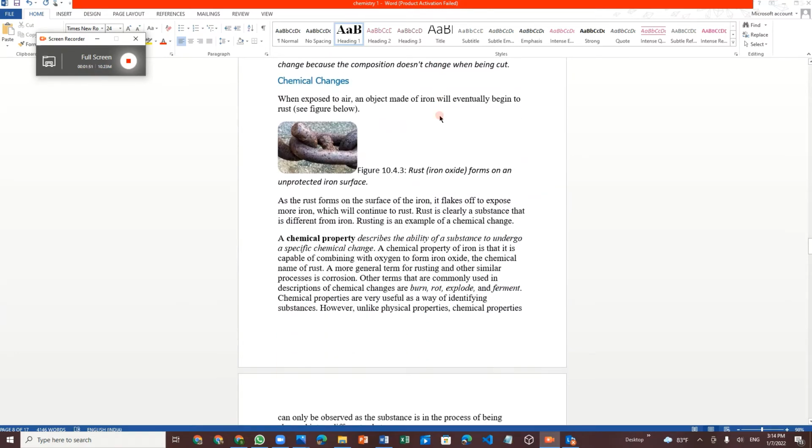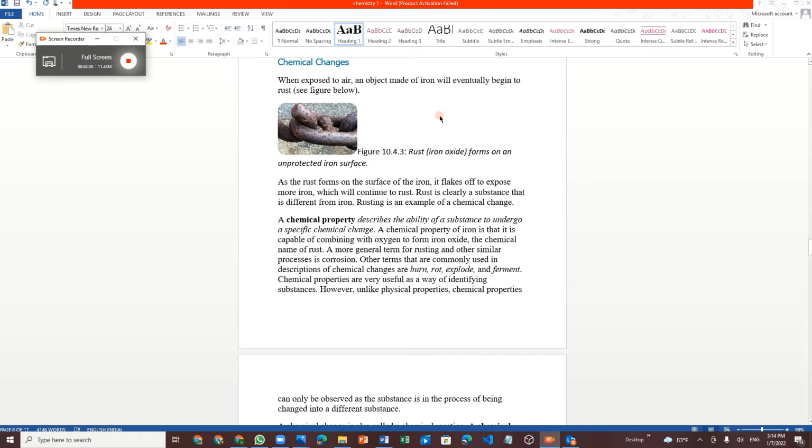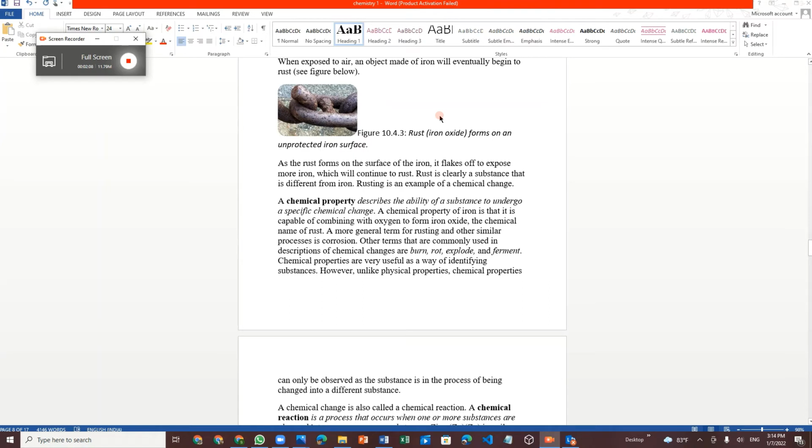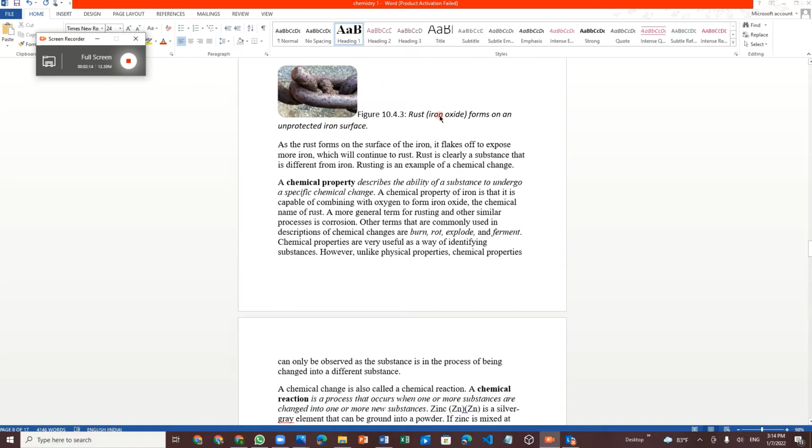So next, chemical change. A chemical change is a change which changes the properties and the composition of the substances. A chemical change involves a chemical reaction. A chemical reaction is nothing but a process in which one or more substances are changed into new substances. For example, the rusting of iron.